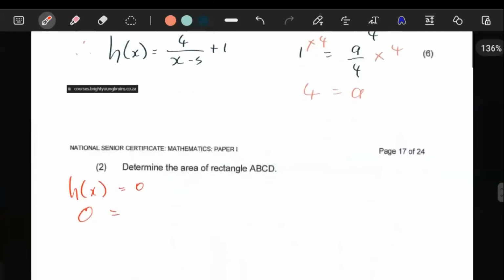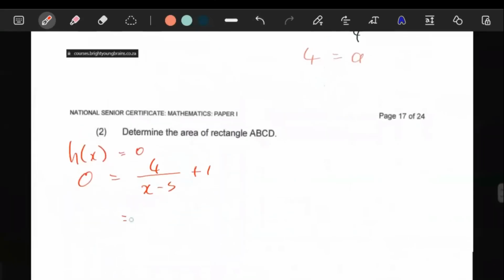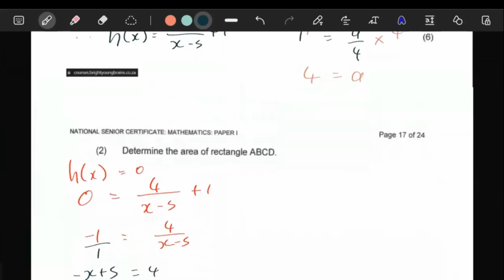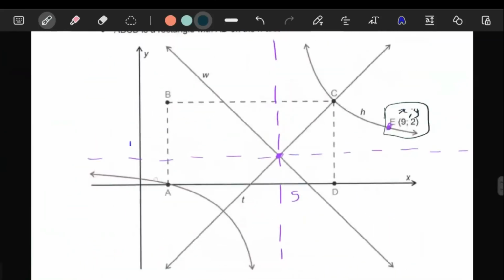So making the equation of H equal to 0, solving for x here. The 1 goes to the left, it's going to be negative 1, equals 4 over x minus 5. And then here over 1. 1 times the 4 is a 4. Negative 1 times the bottom part is negative x plus 5. The x goes to the other side. 5 minus 4 is a 1. There you go. So the x value here is a 1. Since we now know that the x value there is a 1, the y value is a 0.